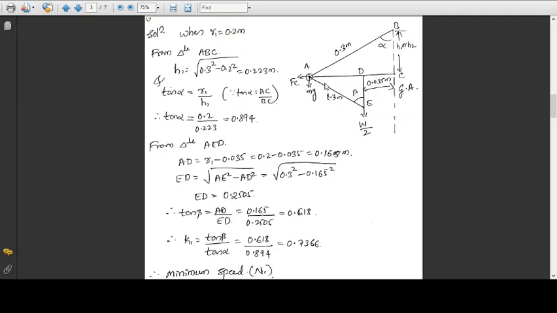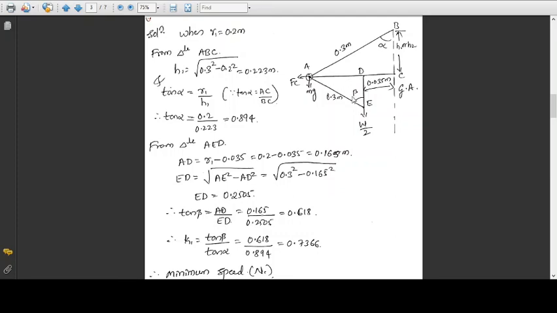Once you get the value of AD, you can consider the triangle AED. From this triangle, again by applying the Pythagoras theorem, you can get the value of ED, that is the vertical distance. So ED equals square root of AE square minus AD square. After substituting those values, you will get it as 0.2505.